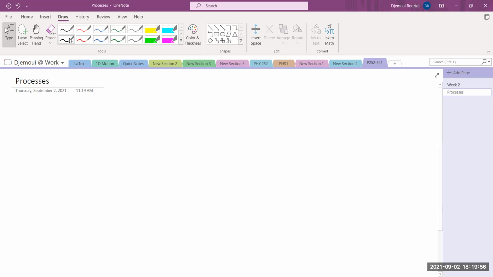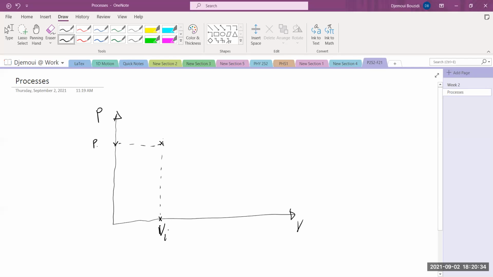Let me use a black pen. I really don't like the blue yet. We're going to need colors at some point. So I have a pressure and a volume on a PV diagram. This is the volume and this is the pressure. And this is a PV diagram. If I take a point on the PV diagram with coordinates of volume given and pressure given, I'm going to call this one the initial state. So this is volume initial, and this is pressure initial.